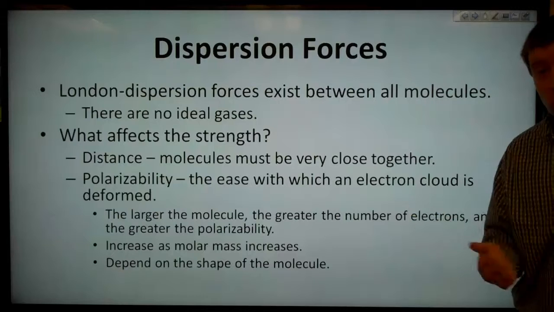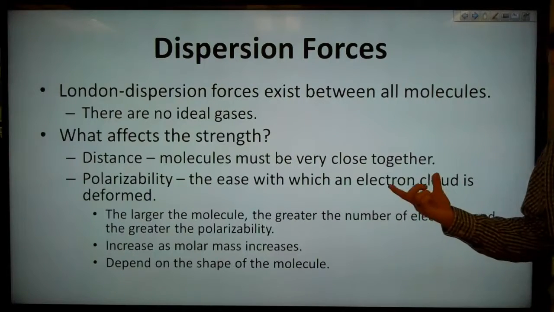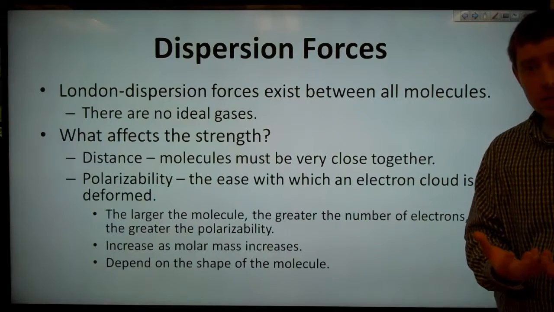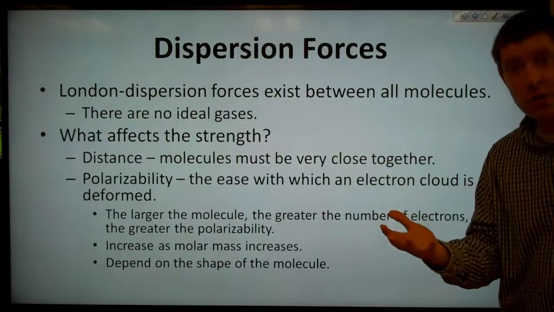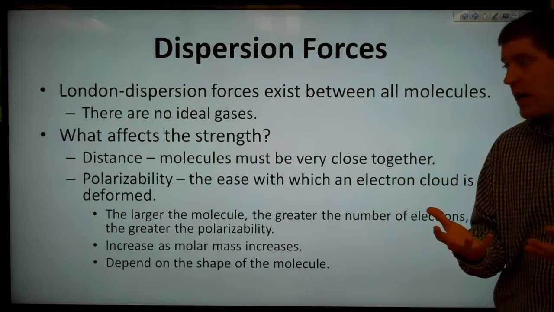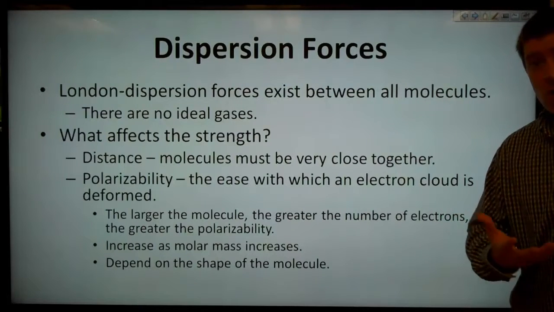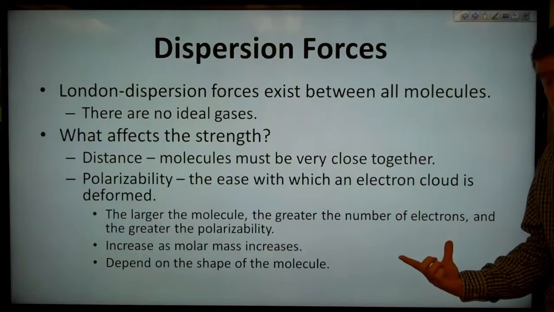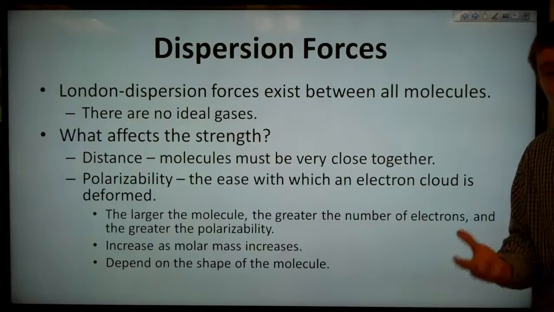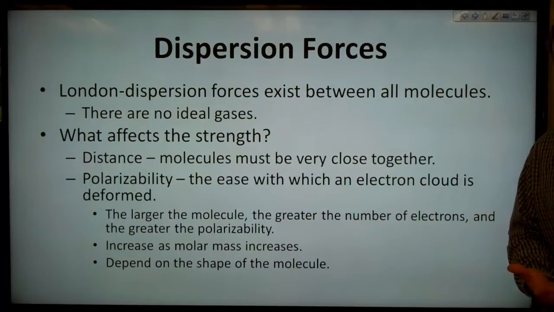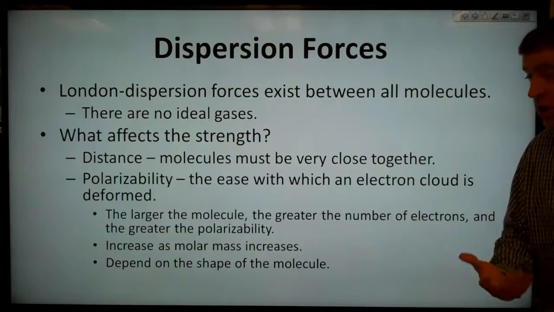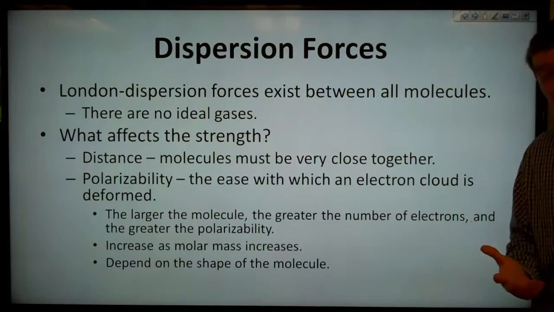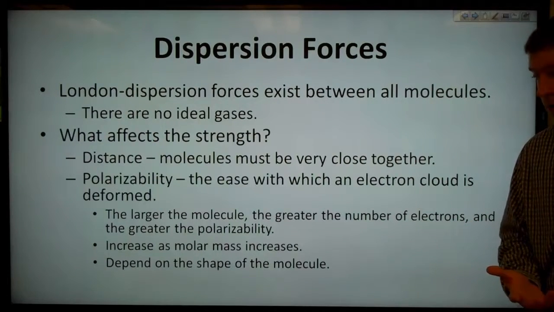So another thing that influences the strength is polarizability. Now this is the ease with which an electron cloud is deformed. The easier you can deform the electron cloud, either to create the instantaneous dipole in the first place or to create the induced dipole, the easier it is to polarize the molecule, the stronger these forces will be. So the larger the molecule is, the greater the number of electrons that the molecule has, the easier it's going to be to polarize the molecule, which means the stronger these intermolecular forces will be. So in general, the number of electrons increases as the molar mass increases, which means the polarizability of our molecule increases as the molar mass increases.